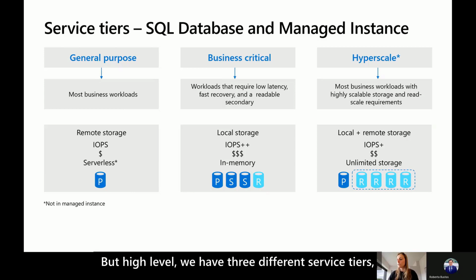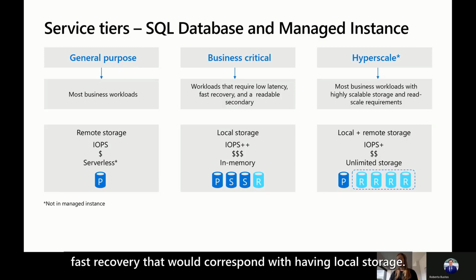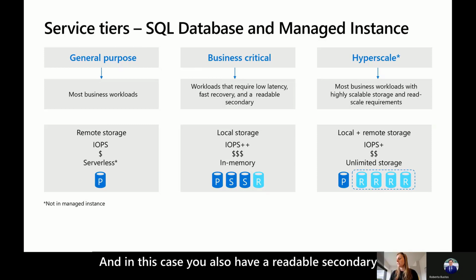But at a high level, we have 3 different service tiers. So we have the general purpose tier, which is really good for most of your business workloads. And this provides serverless capabilities as well as provisioned offerings. And then the configuration for this is essentially you have remote storage that your compute connects to. And then business critical, this is a service tier offering that we provide when you really need that low latency, fast recovery that would correspond with having local storage. And in this case, you also have a readable secondary that you can send read-only queries over to.